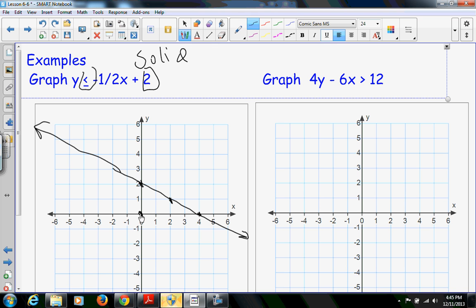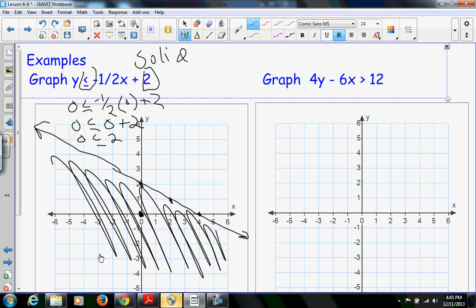So I have this point 0, 0 here, and I'm going to plug that in for x and y. So I have 0 is less than or equal to -1/2 times 0 plus 2, or simplifying, 0 is less than or equal to 0 plus 2, or 0 is less than or equal to 2. Is that true or false? Well, that is true, so I shade the side that has 0, 0. If it was false, then I would shade the other side.